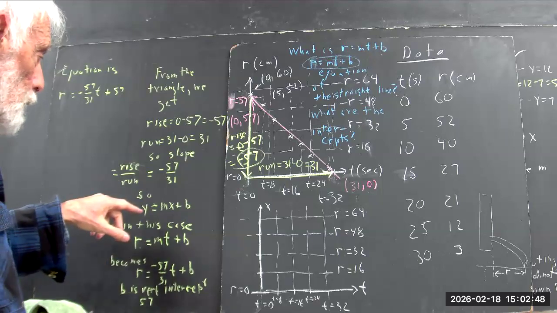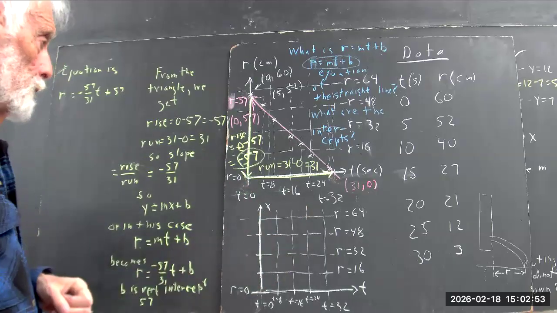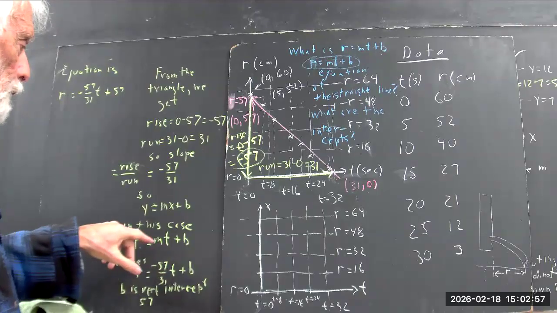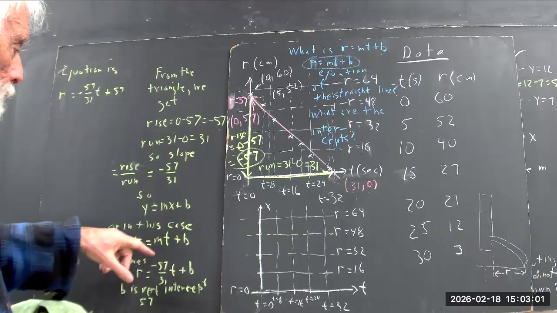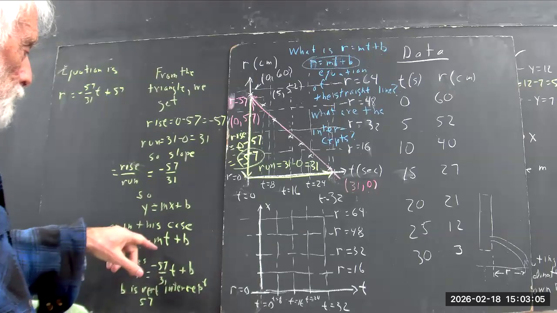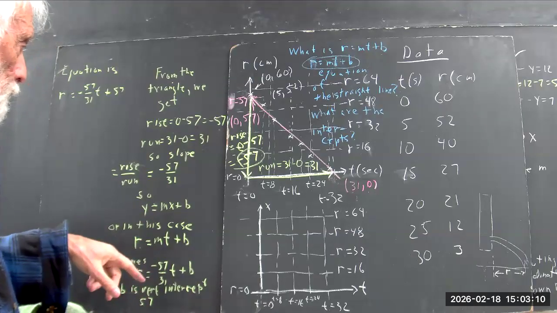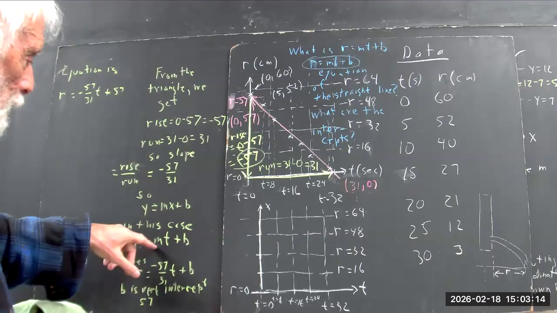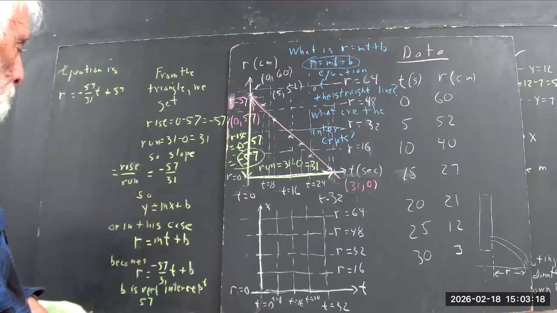So y equals mx plus b, there's our standard form of the equation, but we're not doing y versus x, we're doing r versus t. We have r equals mt plus b. This becomes r equals negative 57 over 31 t plus b, because m is negative 57 over 31. That's our rise divided by our run.